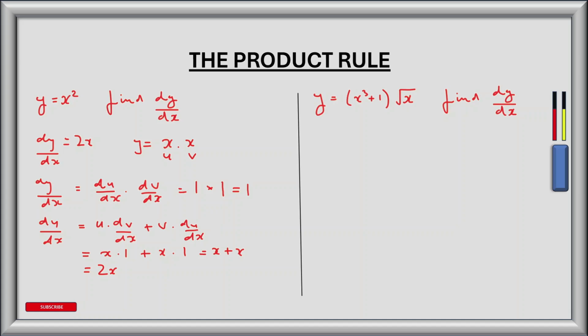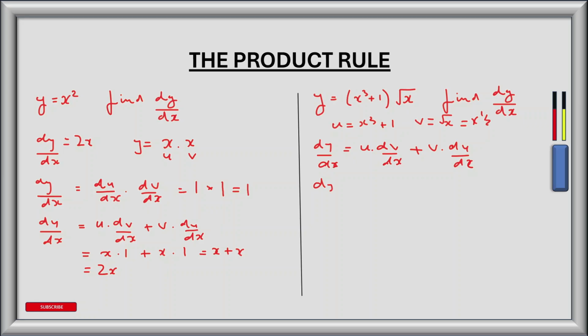So in our second example, we want to differentiate y is equal to x cubed plus 1 multiplied by the square root of x. So in this case, let u equal x cubed plus 1 and v equal the square root of x, or x to the power of a half. So applying the product rule, we have dy by dx is equal to u multiplied by dv by dx plus v times du by dx.